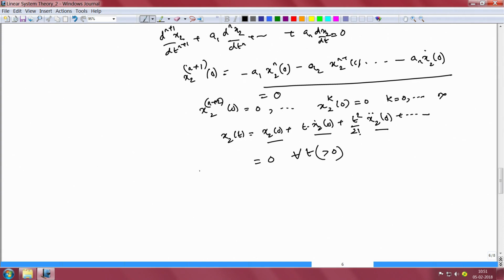What is x2 of t? By definition, it is x of t minus x1 of t, and that is equal to 0 for all time t. And what can we therefore say about the solution x1? We can therefore conclude that x1 of t has to be equal to x of t. In other words, what this implies is that the solution for the homogeneous differential equation is unique.